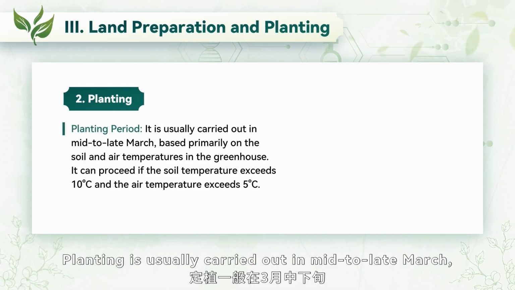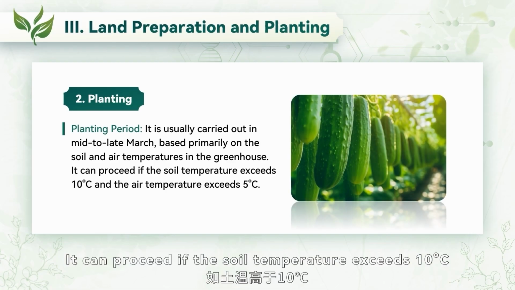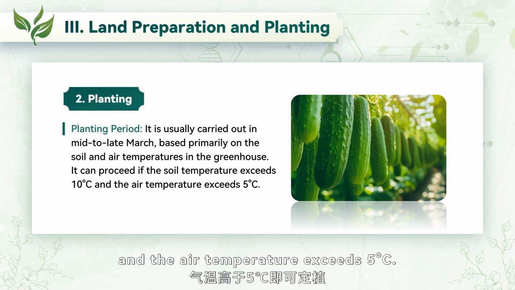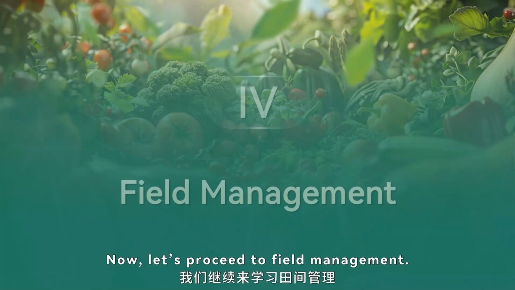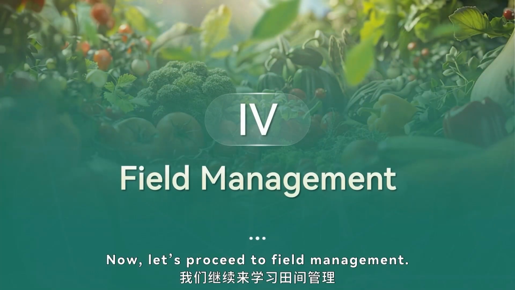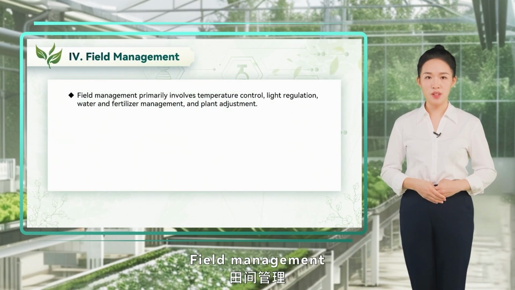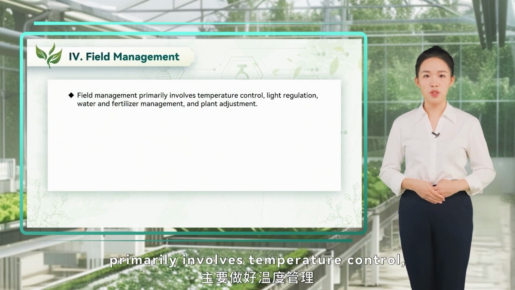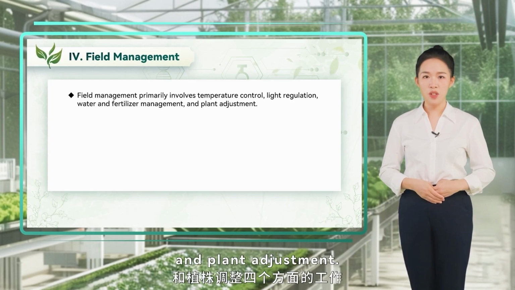Planting is usually carried out in mid to late March, based primarily on the soil and air temperatures in the greenhouse. It can proceed if the soil temperature exceeds 10 degrees Celsius and the air temperature exceeds 5 degrees Celsius. Now, let's proceed to field management. Field management primarily involves temperature control, light regulation, water and fertilizer management, and plant adjustment.